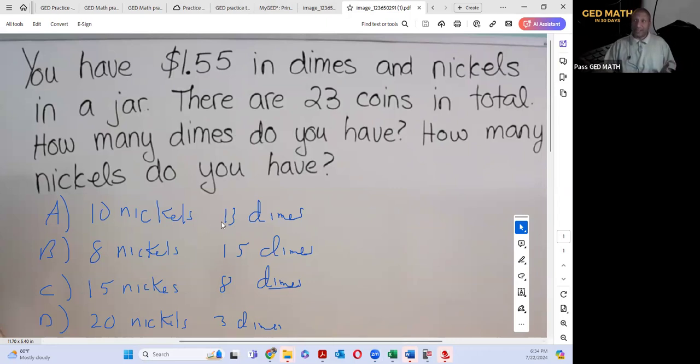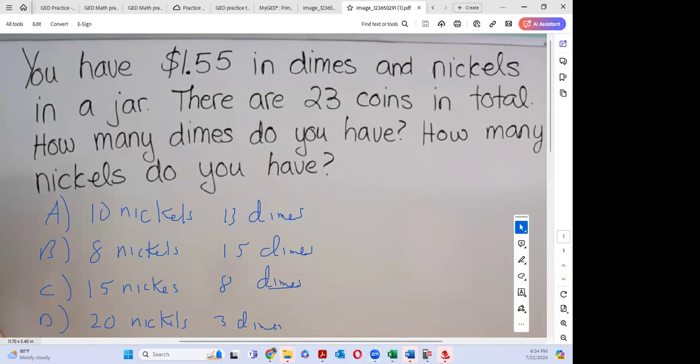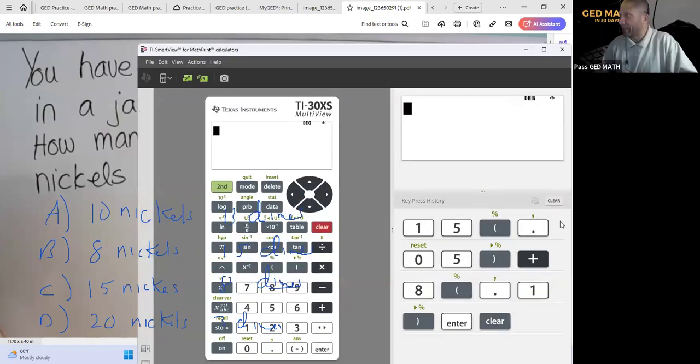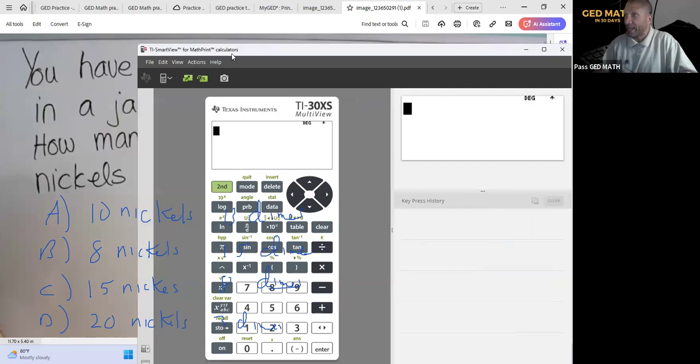So I look at A, 10 and 13 make 23. B, 8 and 15 make 23. 15 and 8 make 23. 20 and 3 make 23. So I know all four multiple choice answers satisfy the first equation. There are 23 coins made up of nickels and dimes. We know that, right? Yes. Watch the common sense way. Let me clear this out so you can see this done in less than a minute.